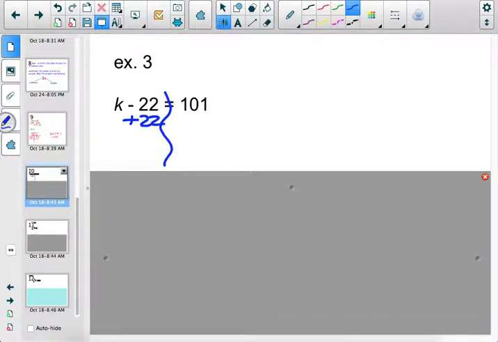Plus 22, because that's going to zero out. I'll actually draw the zero. What are you left with? Left with K equals 123.